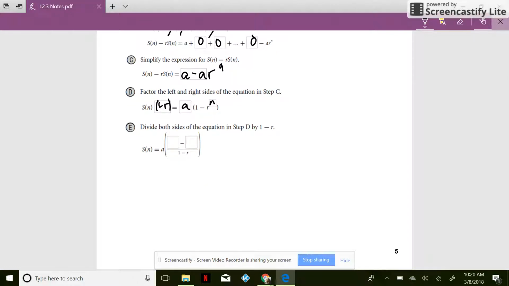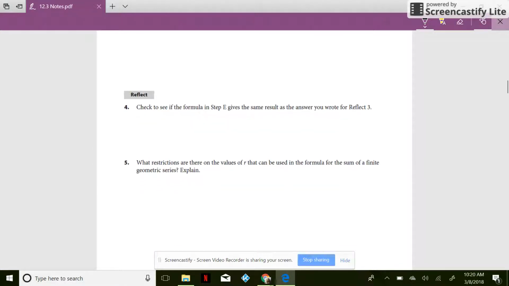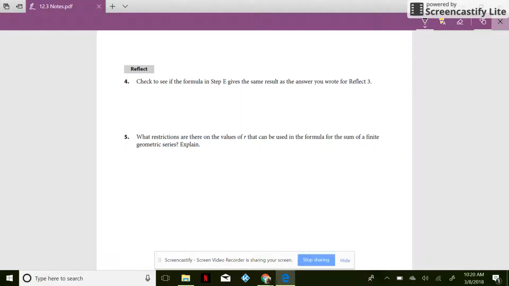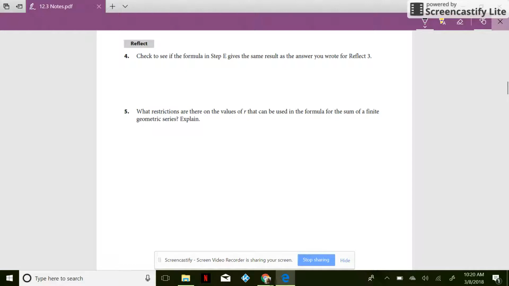Solving for S of n, we divide both sides by 1 minus r. We have that 1 minus r to the n in our numerator over 1 minus r. That's being multiplied by a. So that is going to be our formula that we'll use for our geometric series. We can double check that that formula works, but it will.